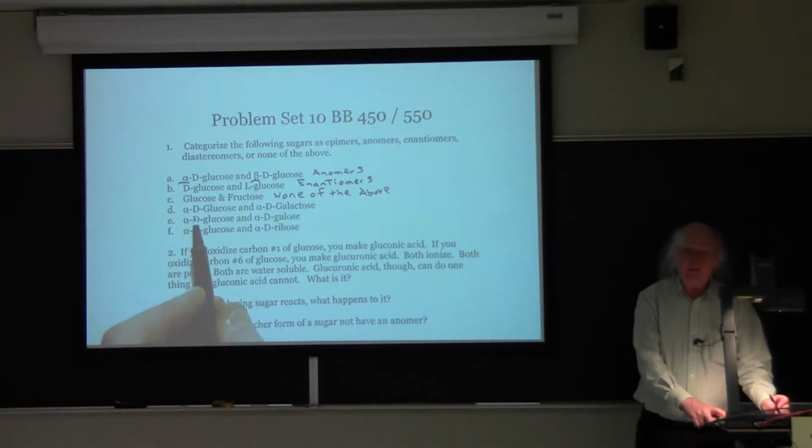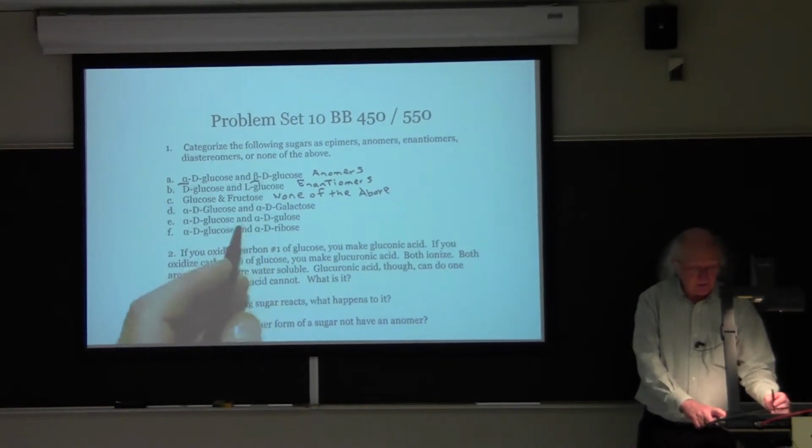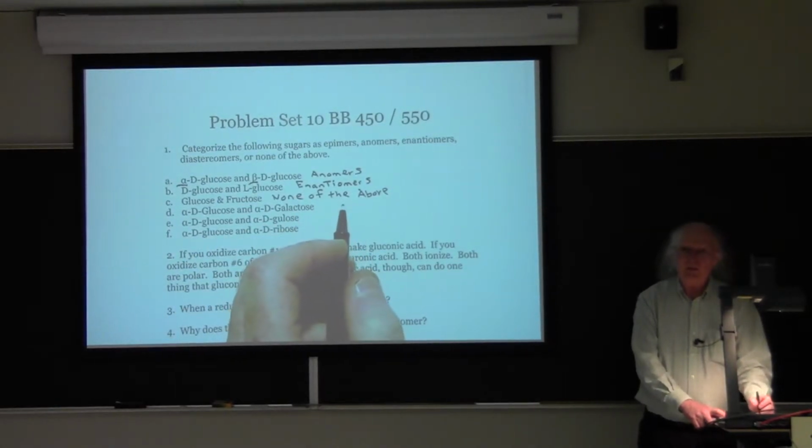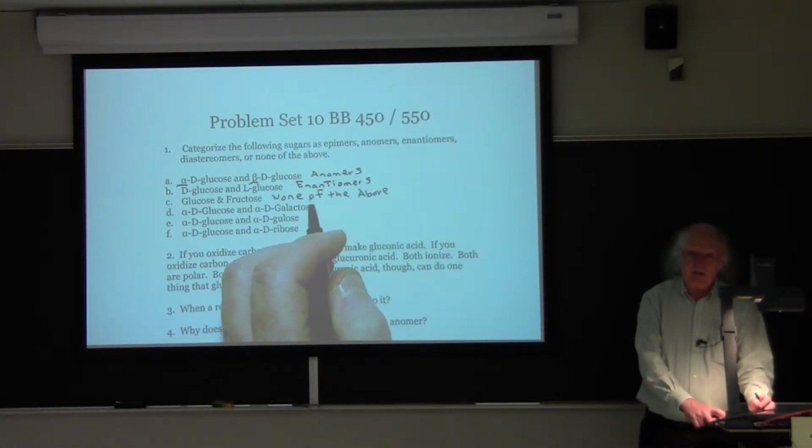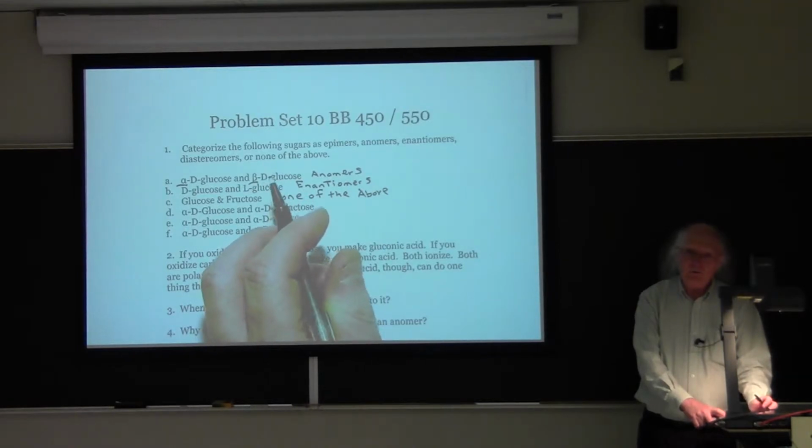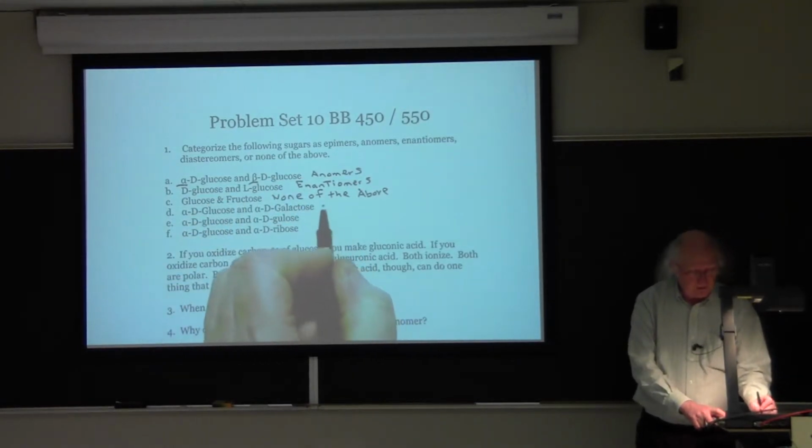The next pair, alpha-D-glucose and alpha-D-galactose, differ from each other only in the configuration of carbon number 4, meaning that they only have one carbon whose configuration is different between the two. These, of course, are known as epimers.